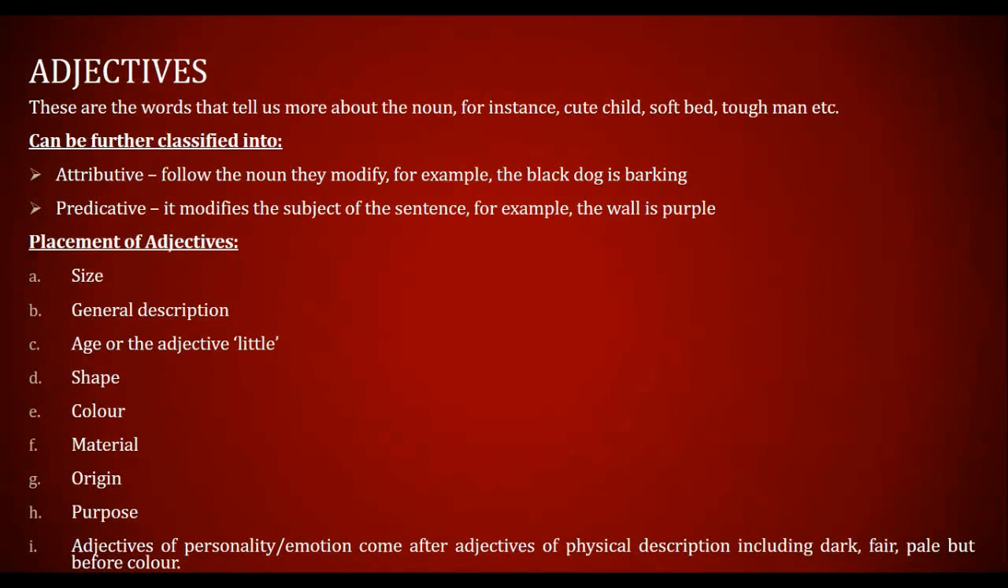Similarly, there are few words that will always come in attributive position. For instance, a mere scratch, यानी मामूली सी खराश, ठीक है, तो उसको कहते हैं a mere scratch. अब ऐसा नहीं होगा कि you say the scratch was mere, ठीक है, so that would be wrong. So mere cannot be used in a predicative position. Mere, the adjective, is always used in an attributive position.